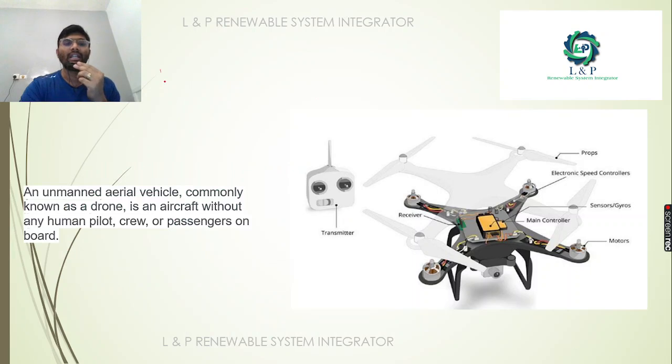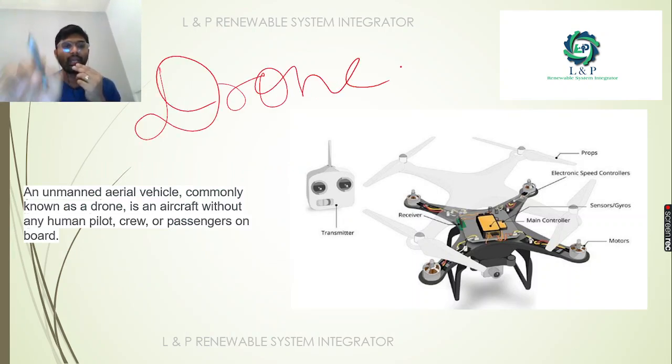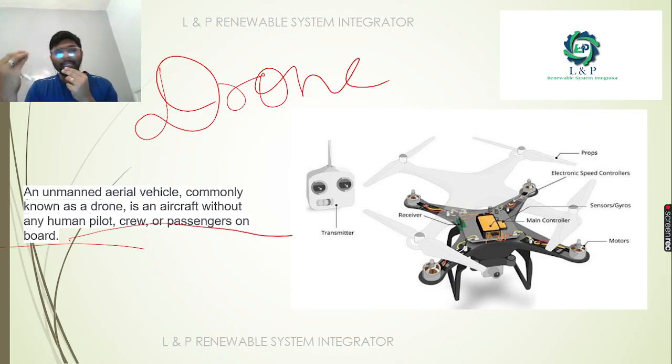So first of all, let us try to understand what a drone is: an unmanned aerial vehicle. It means it will fly, and most importantly, it is an aircraft without any human pilot, crew, or passengers on board. In depth we are going to see the different parts of it, but basically, in the drone you will have a transmitter, receiver, propeller, engine speed controllers, different sorts of sensors, and most importantly the main controlling part. For the propeller to run properly we need a motor's help.